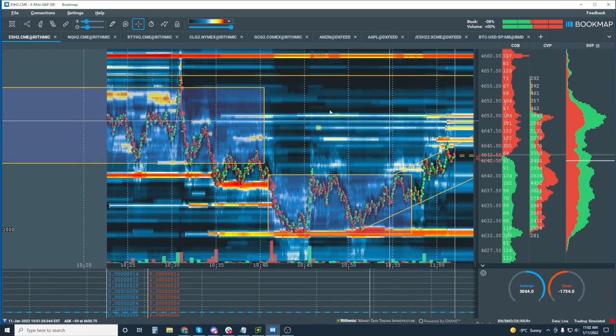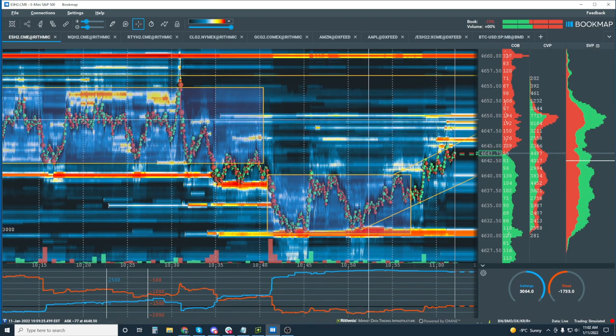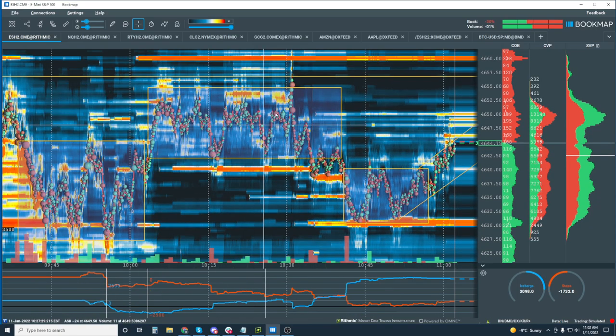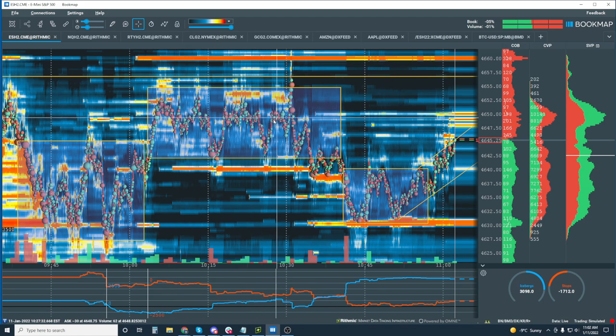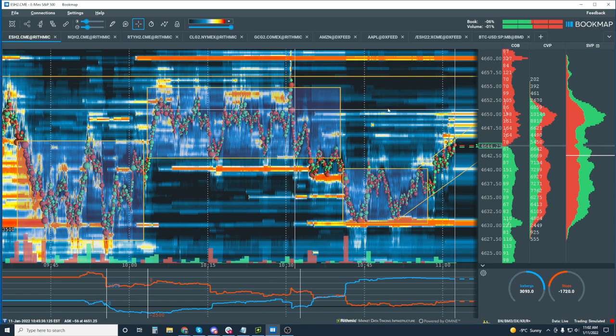Okay, so we're back up into this previous structure, and we're looking at the most traded level, or kind of value. We're looking for a value area. When price was going back and forth up here, what was value? Well, where the most trades took place. And it's this big lump here, you can see.